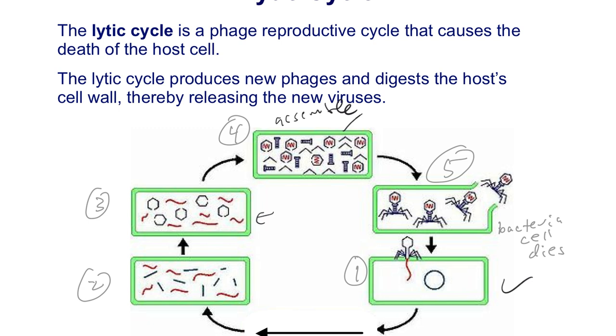This is called the lytic cycle. The lytic means break, cut. And so that's what the viruses are doing. They're breaking through the cell that they infected after the job is done. The job being to make more viruses.